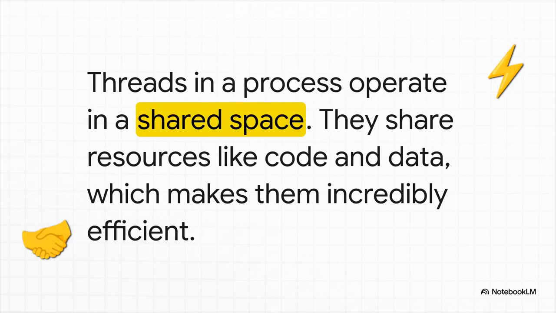Now, here's the key idea. All of those waiters, all of those threads, are working in a shared space. They're using the same kitchen, the same coffee machine, and they're serving customers at the same set of tables. This sharing, well, that's the superpower of threads. Because they all share the resources of their parent process, they are incredibly, incredibly efficient.